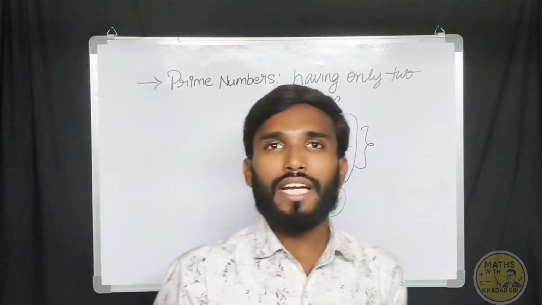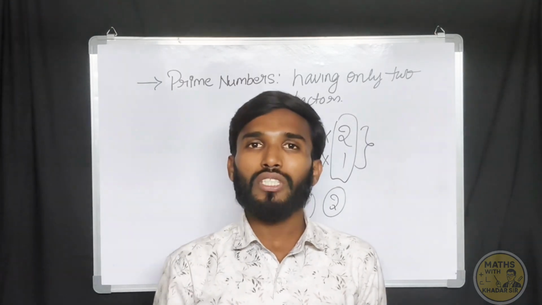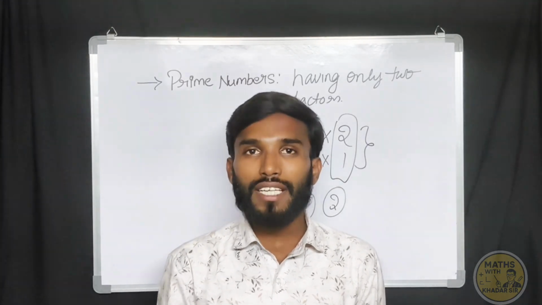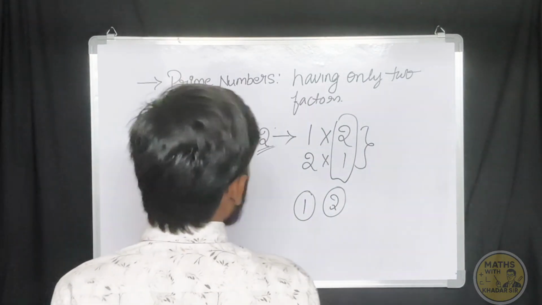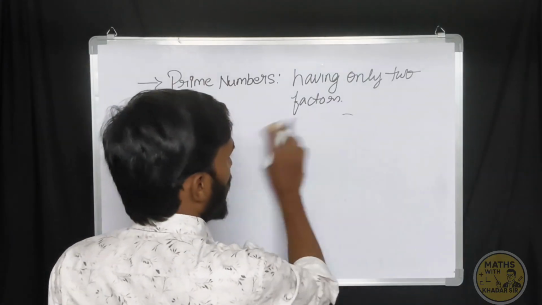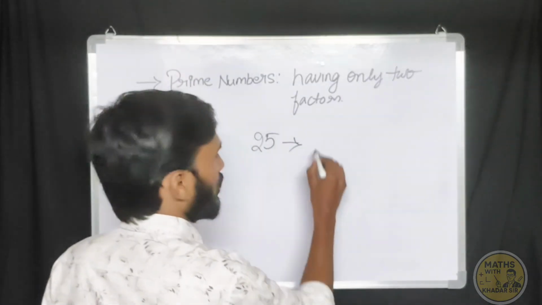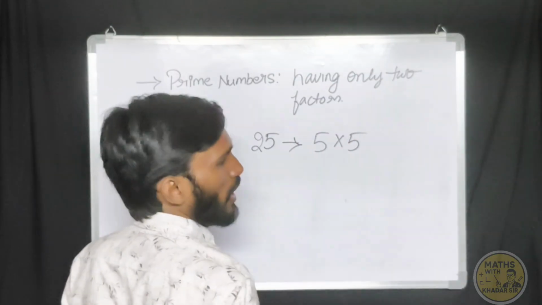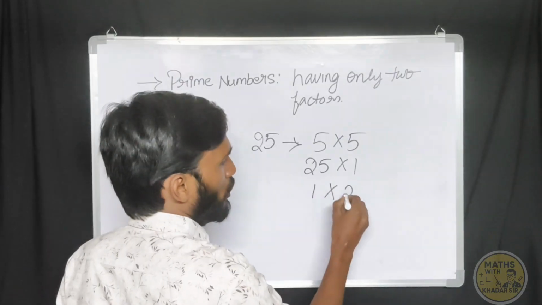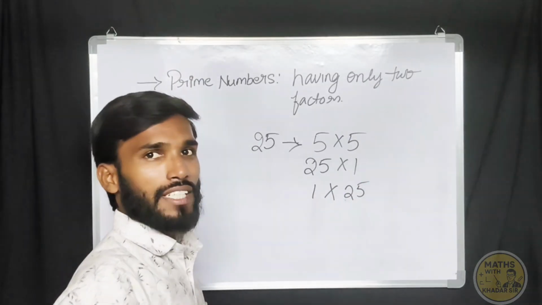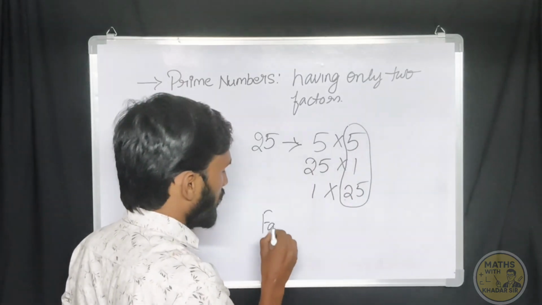Now, composite numbers are nothing but the reverse of this. Composite numbers are the numbers which have more than 2 factors. For example, see here the number 25. Tell me the factors of 25. 5 into 5, or 25 into 1, or 1 into 25. See how many factors we got here? 3 factors.